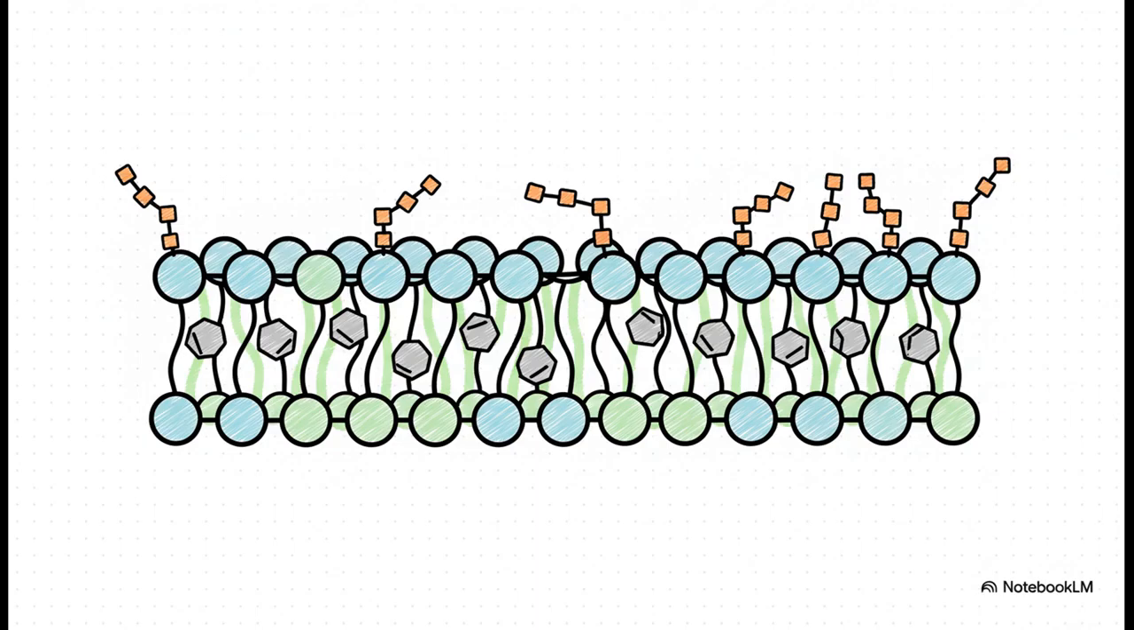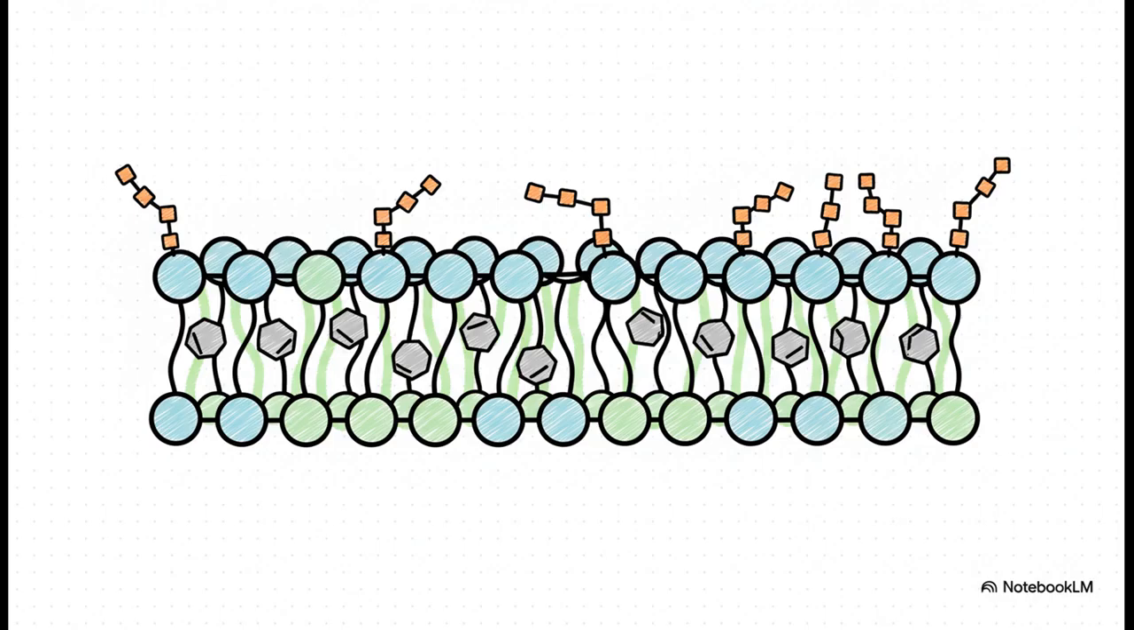But the phospholipids aren't totally on their own. They've got a couple of important sidekicks. You have cholesterol molecules that wedge themselves in between the phospholipids. They're like little structural supports that keep the membrane from being too flimsy. Then, on the outer surface, you've got these things called glycolipids.